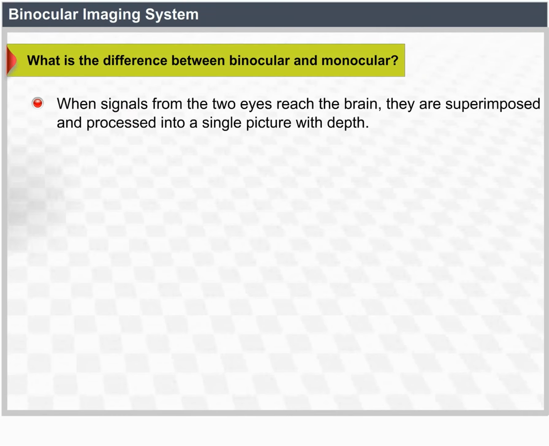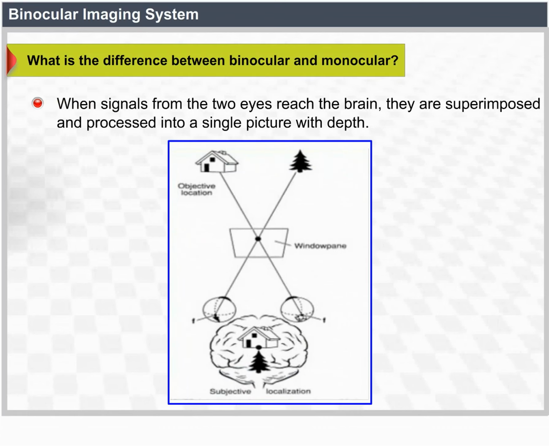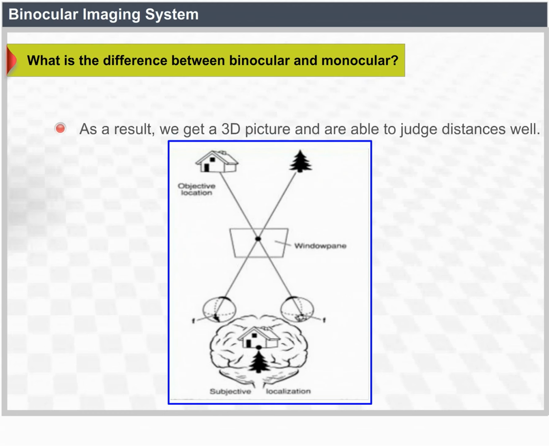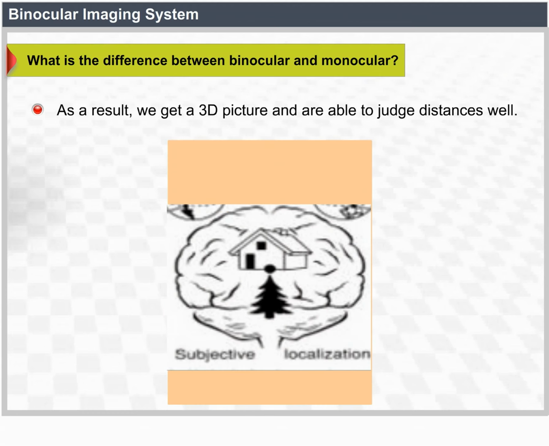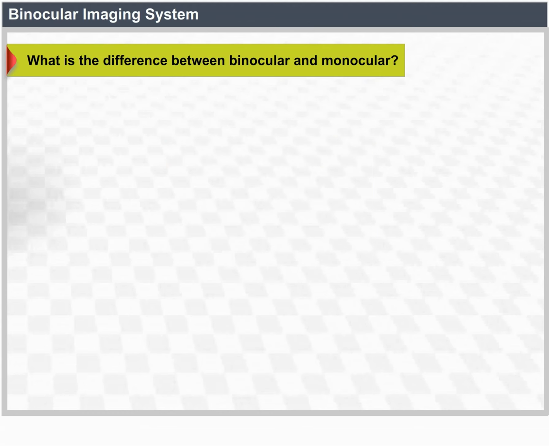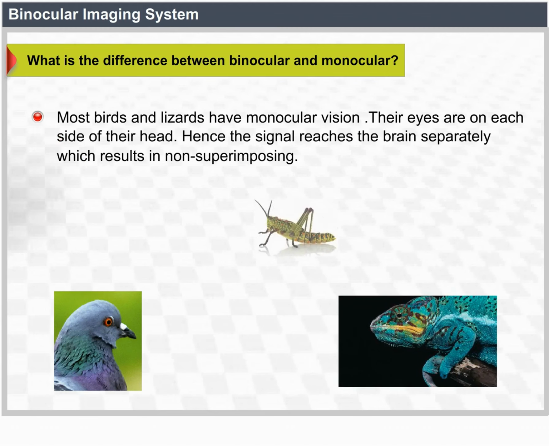When signals from the two eyes reach the brain, they are superimposed and processed into a single picture with depth. As a result, we get a 3D picture and are able to judge distances well. Most birds and lizards have monocular vision. Their eyes are on each side of their head.